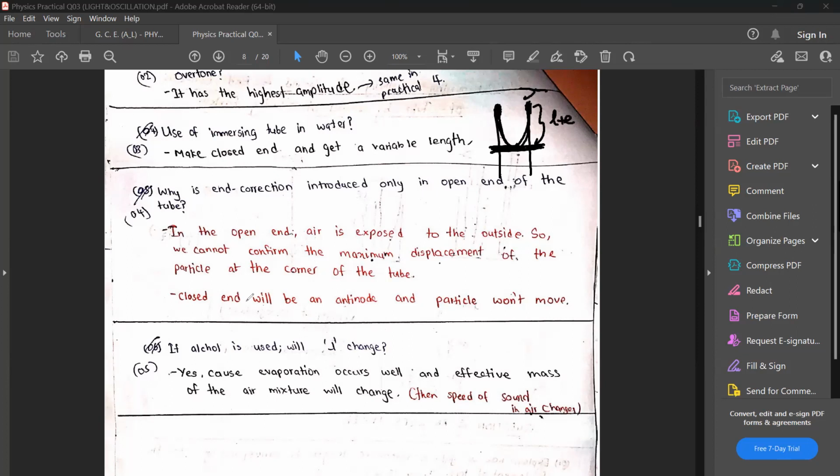The closed end will be a node and a particle boundary. Yeah, the closed end doesn't have a displacement, so we don't need to worry about that. But we should worry about the open end.